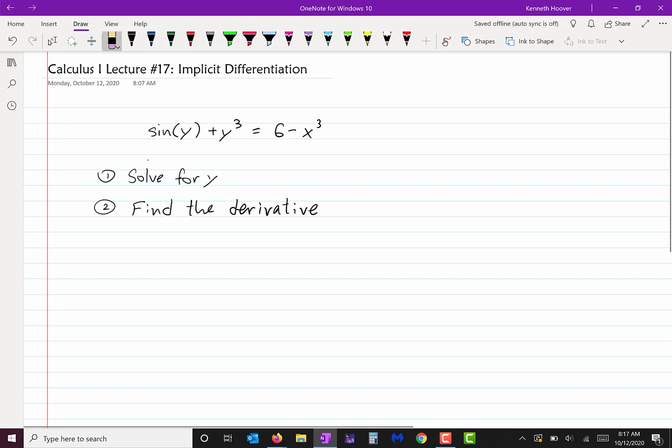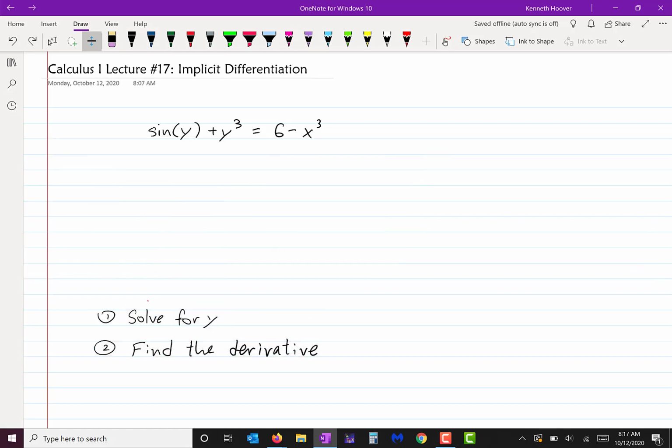You could do some algebra and solve it so that it says y equals some stuff there. The thing is, I think you're going to get stuck. I don't think you're going to be successful.